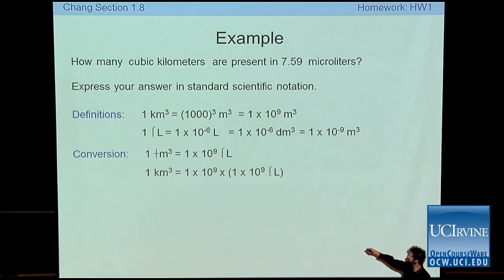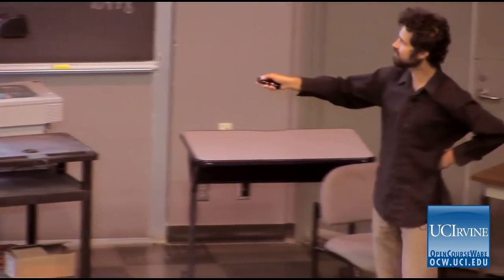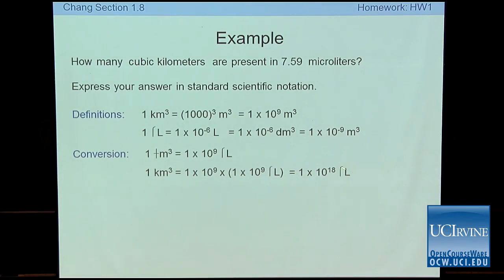1 meter cubed equals this many microliters. So 1 kilometer cubed equals, here, this is the definition, 1 times 10 to the 9 meter cubed. And 1 meter cubed equals 10 to the 9 microliters. That is meter cubed expressed in microliters. So I expressed here kilometers in microliters. This is what I find. 1 kilometer cubed is 1 times 10 to the 18 microliters.